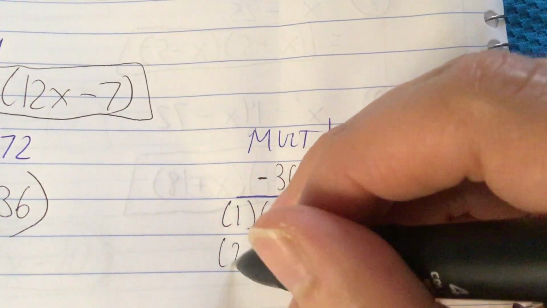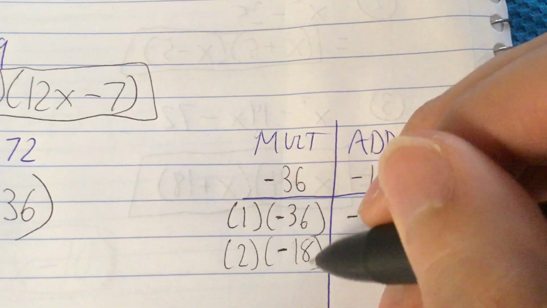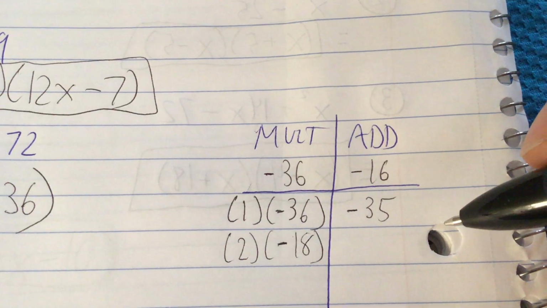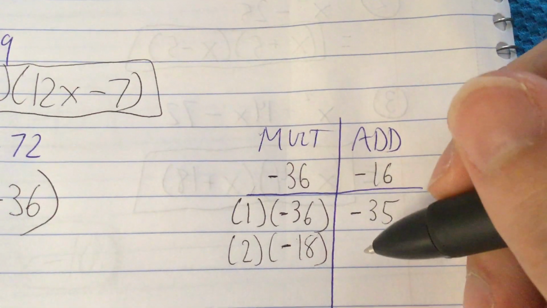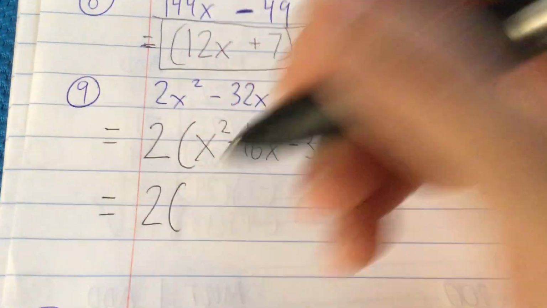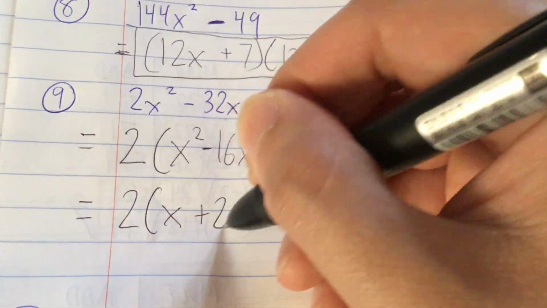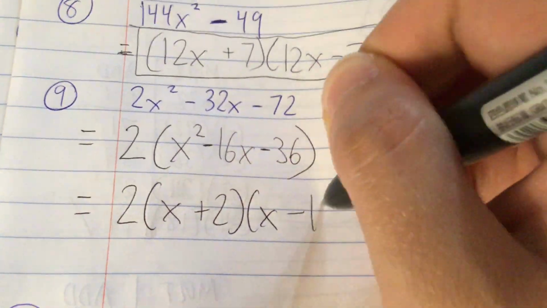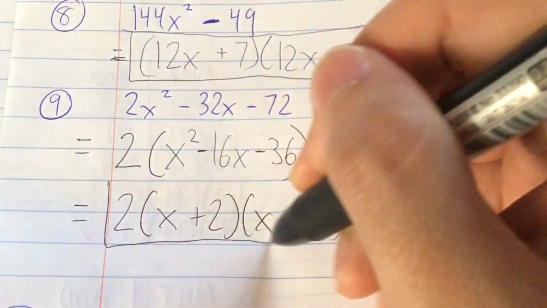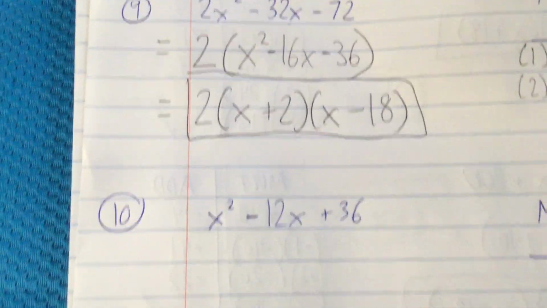Can I divide by 2? Yeah, let me give it a shot. 2 times negative 18 is negative 36. 2 plus negative 18 is negative 16. Hey, on the second try, we got it. So we factored out the 2, and the winning combination was positive 2, negative 18, so this becomes 2 times x plus 2, x minus 18. Okay, so that factors out.